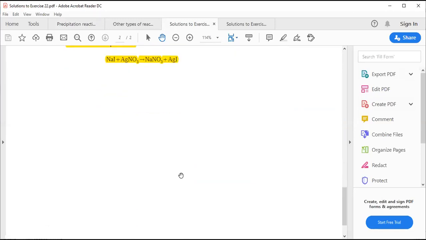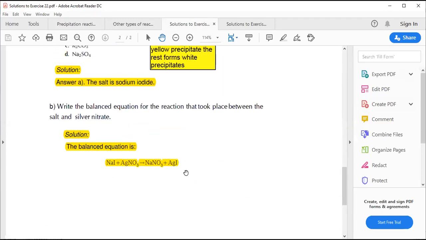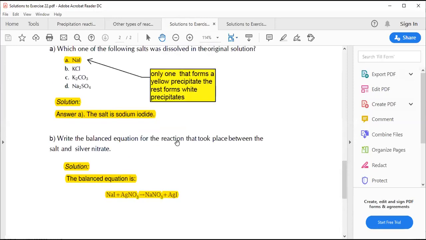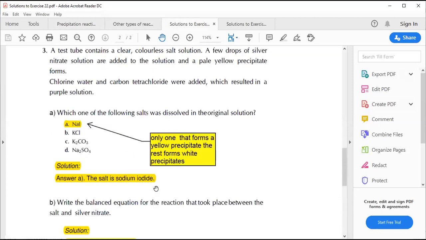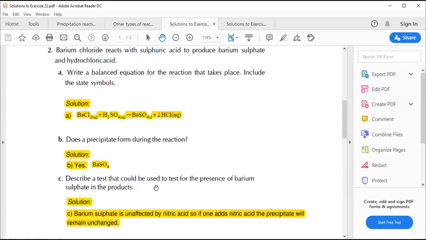So that brings us to the end of exercise 22, its solutions. This is how you're supposed to have attempted. Please mark it. When you're marking a balanced equation, please mark it like this. You're going to mark 1 mark for the reactants, 1 mark for the product, then 1 mark for balancing. Let's say you are marking this one here. Let me just show you how you mark this when you're marking this on your own.